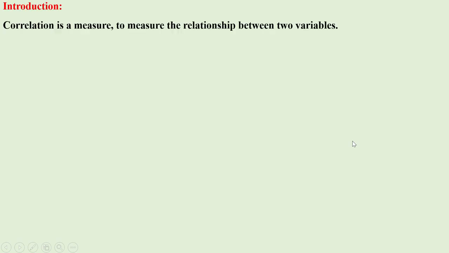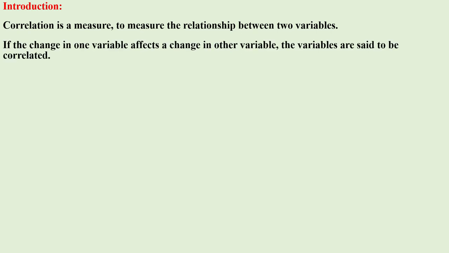Correlation introduction. So correlation is a measure. Definition: to measure the relationship between two variables. If the change in one variable affects the change in the other variable, the variables are said to be correlated.